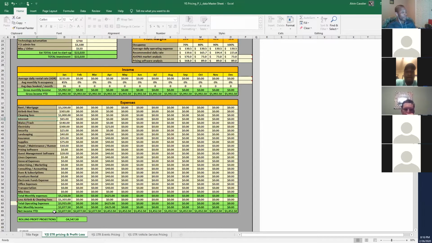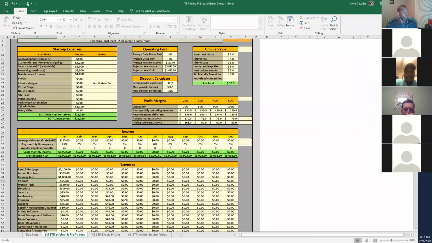Now, what happens is this number, 3915, is automatically divided by 30, right? And then that gives us our average daily operating expense, which in this case is telling us that it costs us $130 per day. $130 a day to operate this unit.